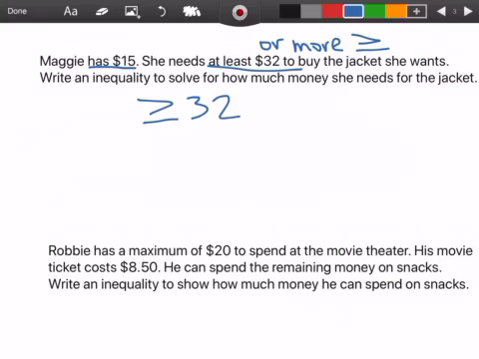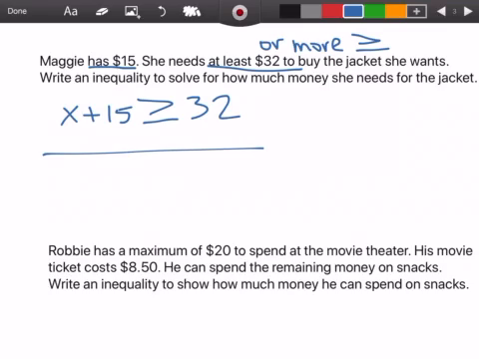And then on the other side, let's use X for the amount of money she needs. So she needs some money, and she's going to add that to her $15, and that needs to be greater than or equal to $32. Because if it was less than $32, she wouldn't have enough for the jacket. It's okay if she has more than she needs for the jacket, but she can't have less than what she needs. So this is our inequality.